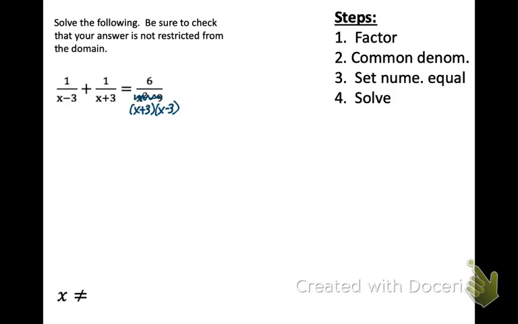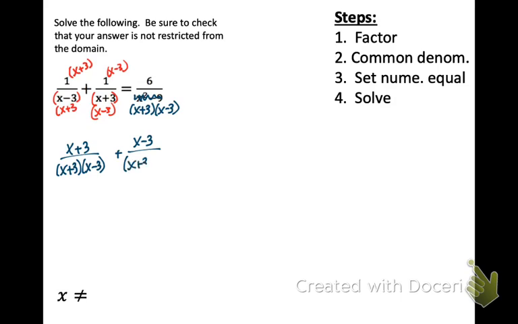So this first fraction, I'll multiply the top and bottom by x plus 3. And the middle fraction, I'll multiply top and bottom by x minus 3. So whenever I rewrite this, I have x plus 3 over both of those for the first fraction, x minus 3 over both of these for the second fraction. And then this one's just going to stay the same because it was already x plus 3, x minus 3.